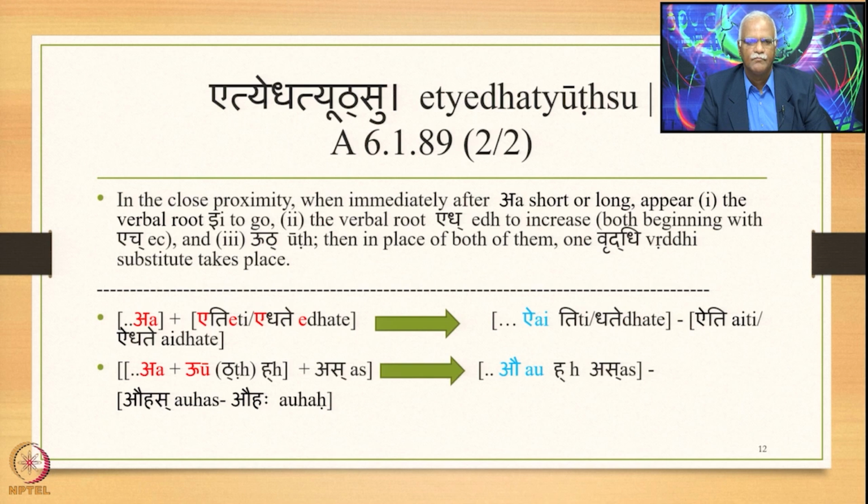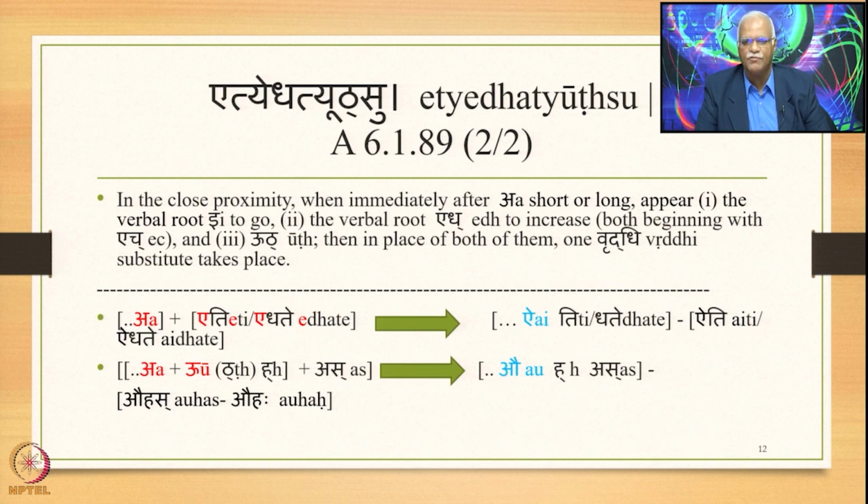I repeat, in the close proximity samhita mode, when immediately after a, short or long, appear the verbal root e meaning to go, the verbal root edh meaning to increase, and most importantly they both begin with e, and third ut, then in place of both of them one vriddhi substitute takes place.